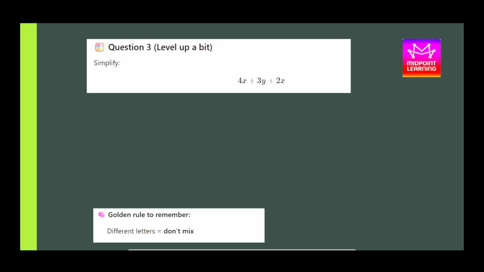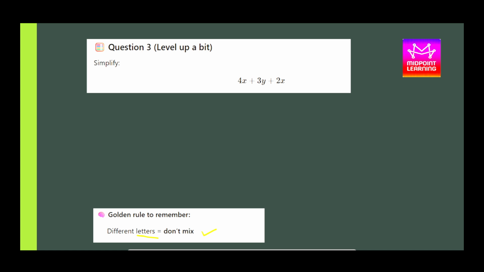Question 3, we'll level up a little bit. So we need to simplify this expression. The golden rule to remember is written here: different letters don't mix, right? Different letters means they're talking about the variables in the expression.